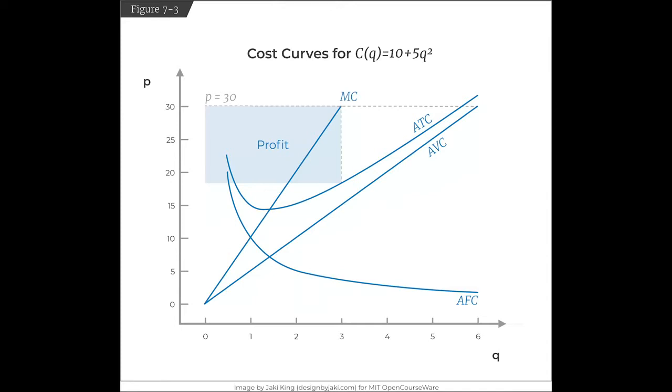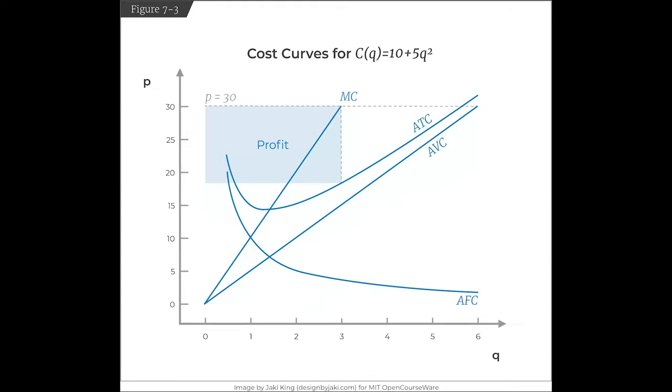Now, we already announced that the optimal production level was 3, where price hit marginal cost. What's our profit at 3? Well, our profit is the difference between that price and the average cost at 3 units over all the units we produce. So the profit is actually 30.